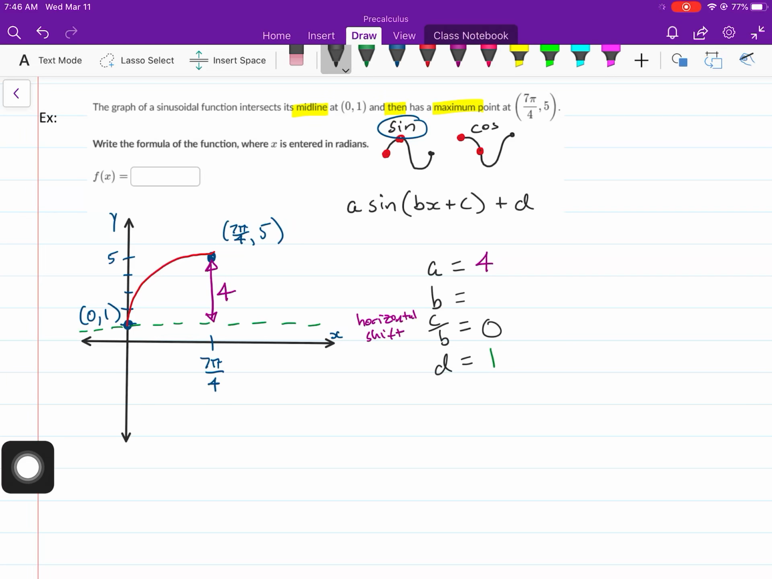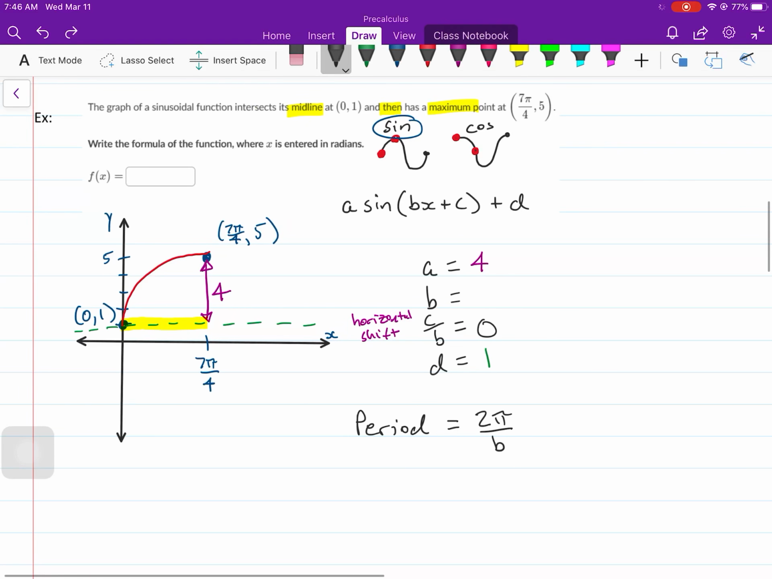Last, let's figure out B. We need to know what the period is. We know that the period is equal to 2π over B. We don't have what B is; we're trying to find it. So let's figure out from this graph what the period would be, and then use that to solve for B. A quarter of our period, that's the horizontal distance, is 7π over 4. But we need to know our whole distance.